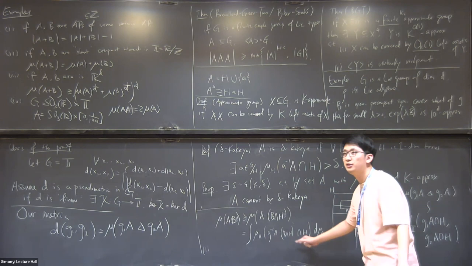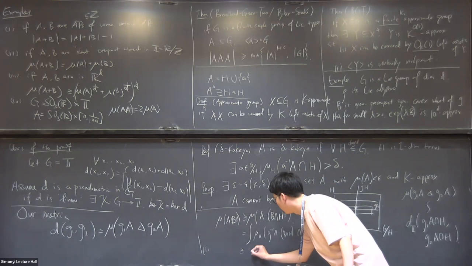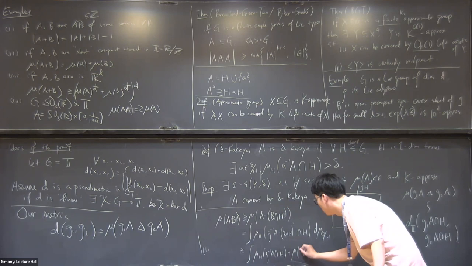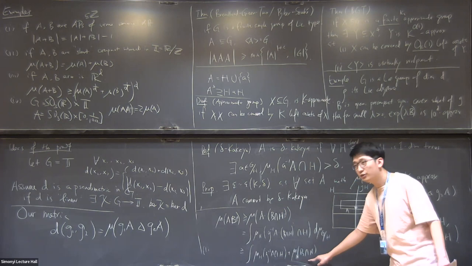And we can use the Kemperman inequality here. So this term should be at least the measure of G inverse A intersect H plus the intersection. This term is a real integral term. This will give you mu A. And the second term, if you choose your fiber randomly, will expectedly give you mu B.